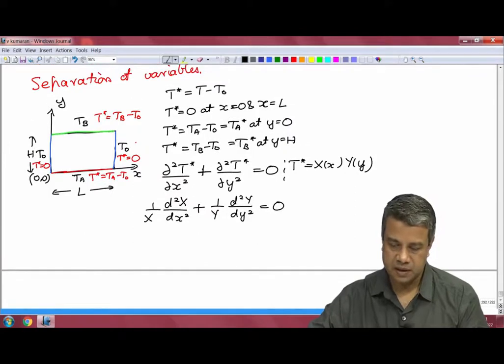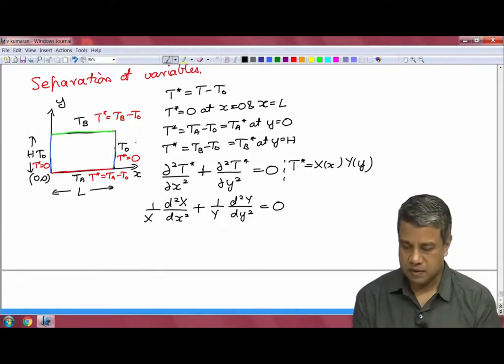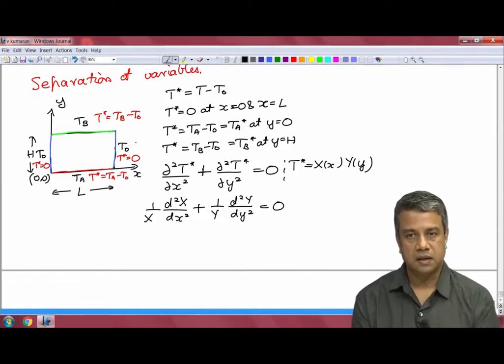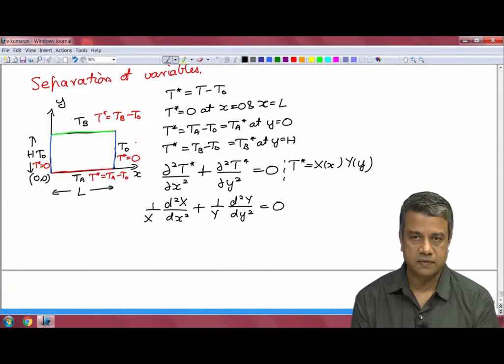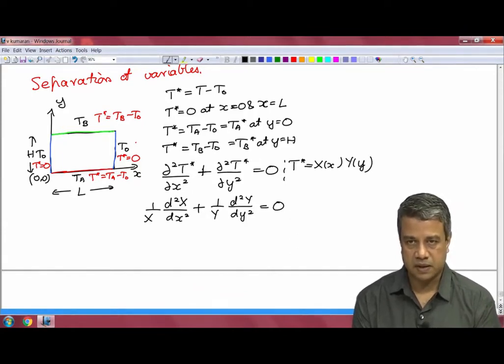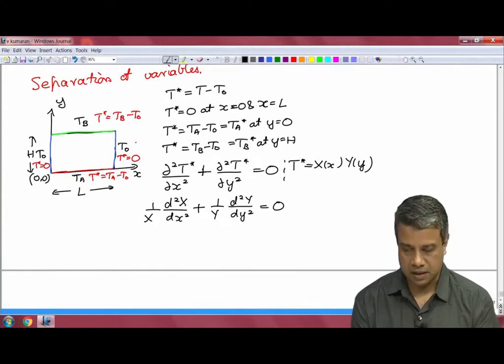We know that in the homogeneous direction, the solution has to have discrete eigenvalues and it has to have eigenfunctions which are in the form of orthogonal functions. For a Cartesian coordinate system, if you recall, those eigenfunctions are of the form sine of i pi times x by L.